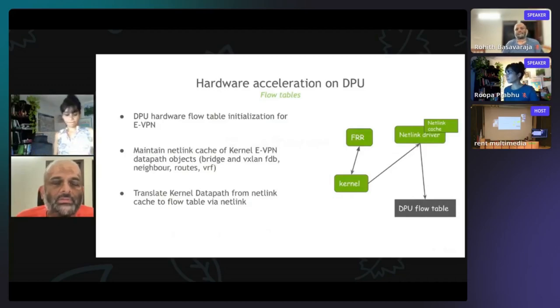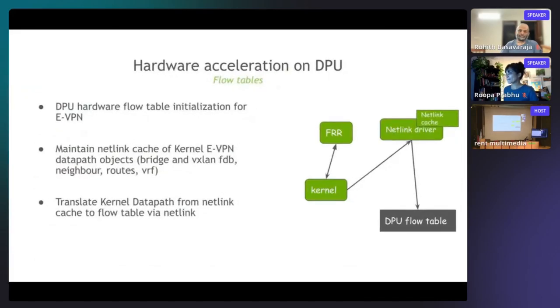This slide gives the major components involved in the hardware acceleration. As Roopa already mentioned, the FRR builds up all the EVPN state and pushes it to the kernel. And we have a Netlink driver in the user space, which listens to the network states via the Netlink channel, consumes these states and translates them into the DPU flow tables. Once the flow tables are programmed in the DPU, all the packet steering happens as per the flow table.